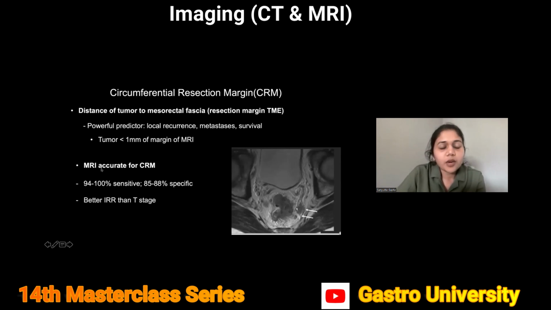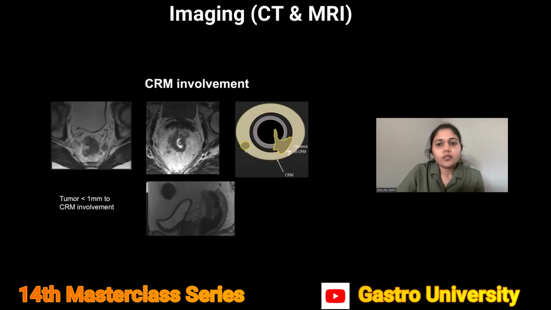So MRI is highly accurate for CRM, 94 to 100% sensitive and 85 to 88% specific. This is how the CRM involvement will look: the distance of the tumor or the nodal node from the mesorectal fascia, whether it is sitting on the mesorectal fascia or not.